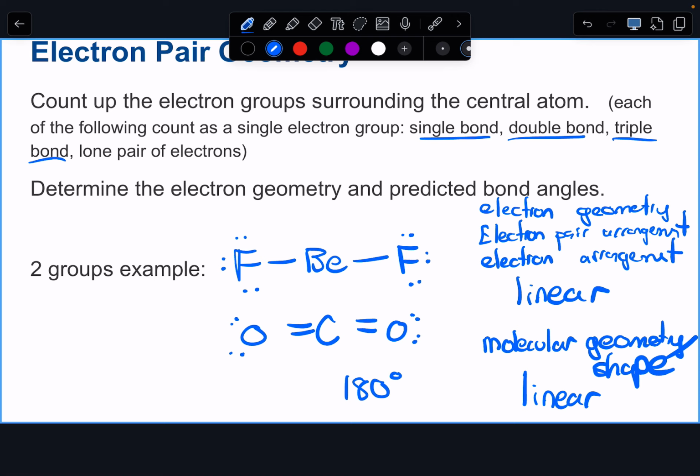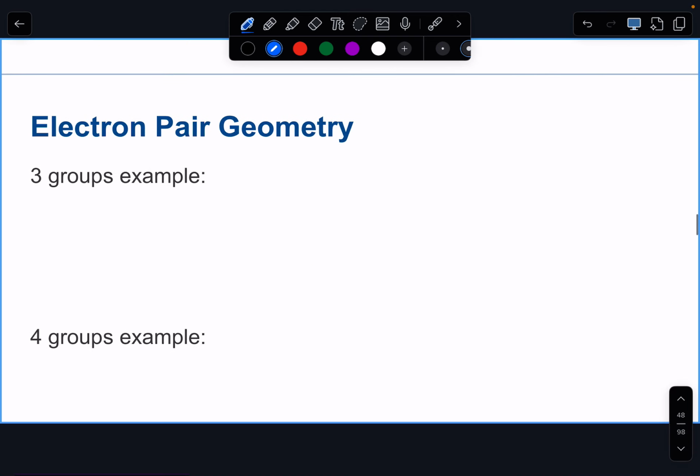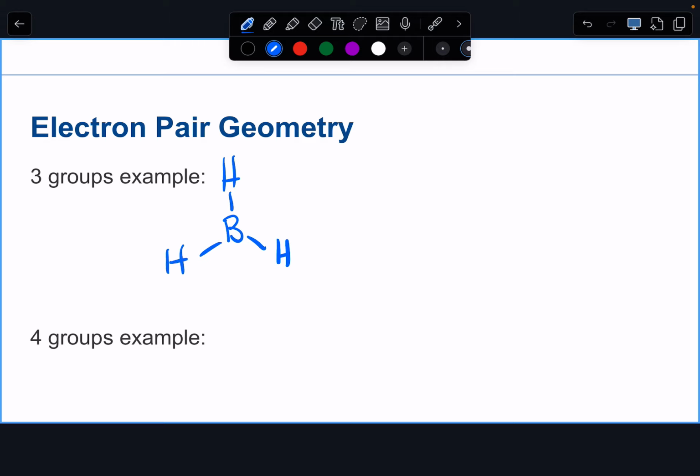Okay, let's do 3 groups now. So one example of this would be BH3, which we did previously. Oh, I think we did it. I feel like in the notes it looks like... okay, just kidding. Verify that that's the right Lewis structure, okay?